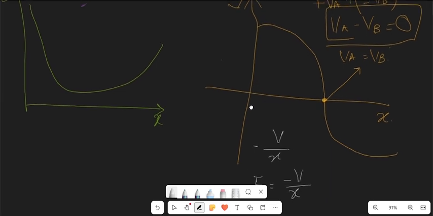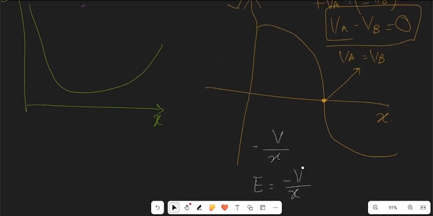The gradient of V over x is giving me the electric field strength, and this is what you call potential gradient. Now, the gradient of V over x gives the electric field strength with an opposite sign. Do you see this negative sign? It gives me the electric field strength with an opposite sign.